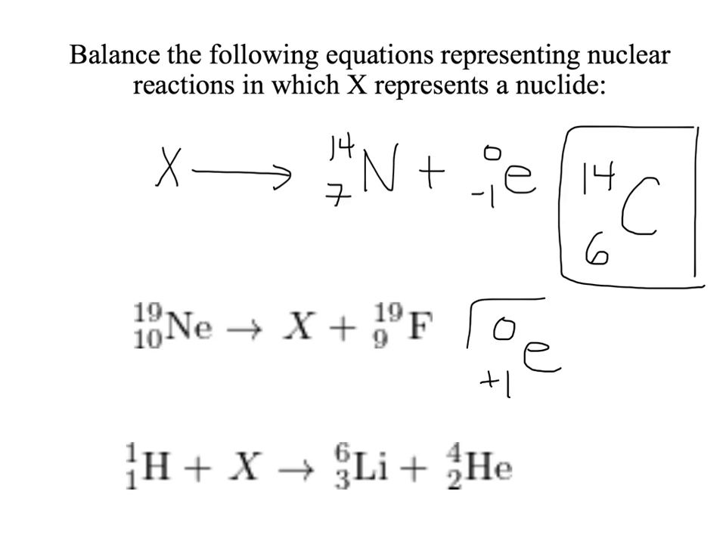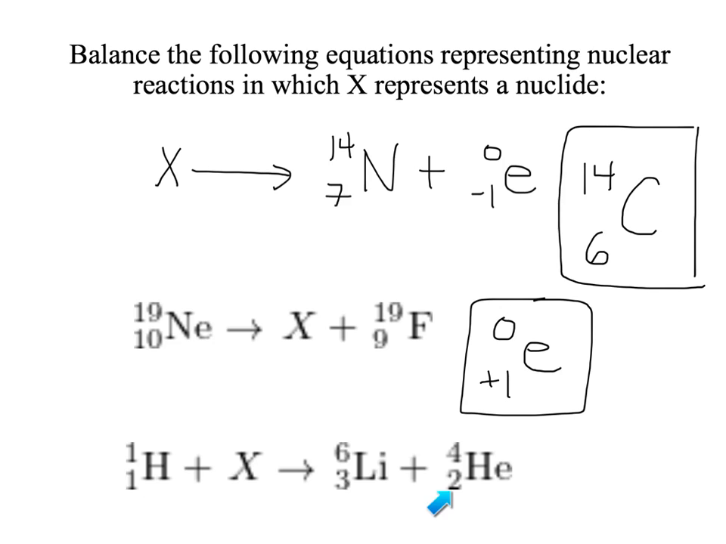So this is our answer to number 2. Let's look at the final example. It's a little bit different because now we have 2 reactants and we haven't seen any nuclear equations like that before. So it makes the math a little bit trickier, but definitely manageable.